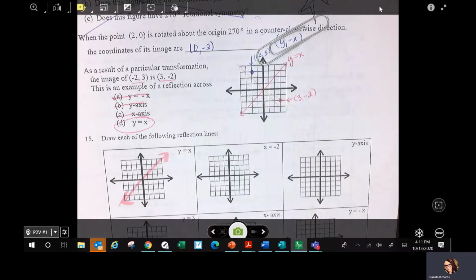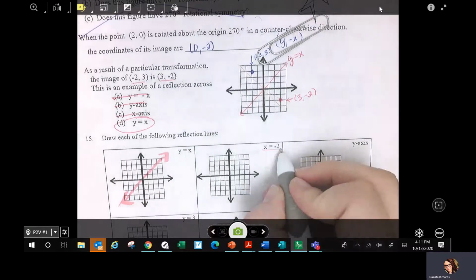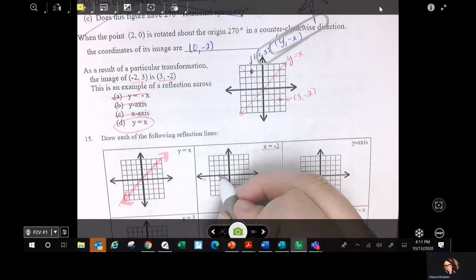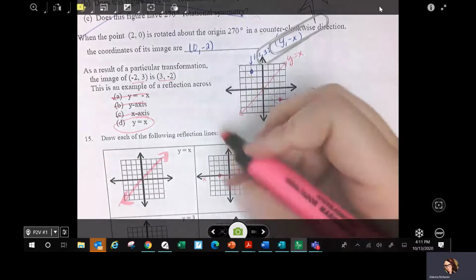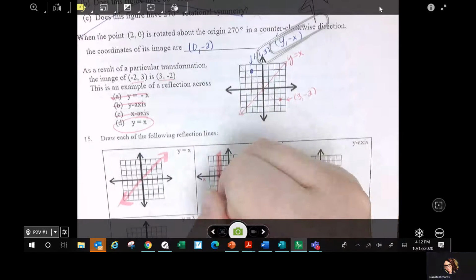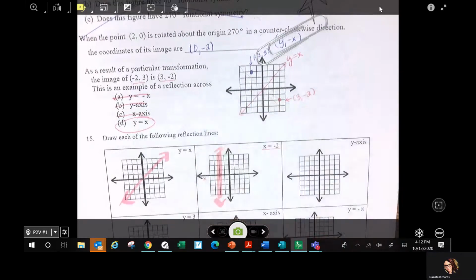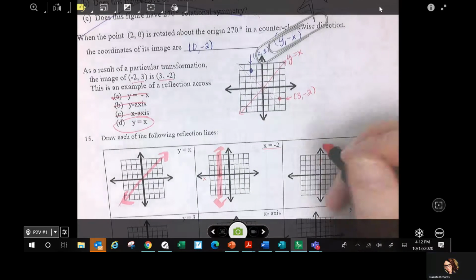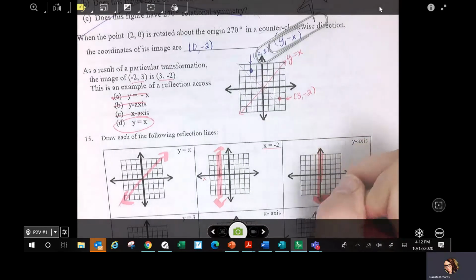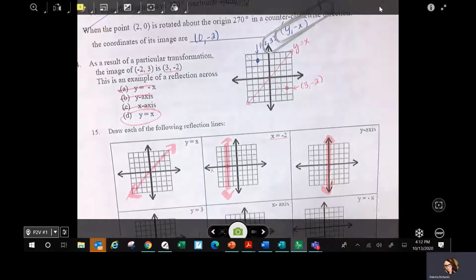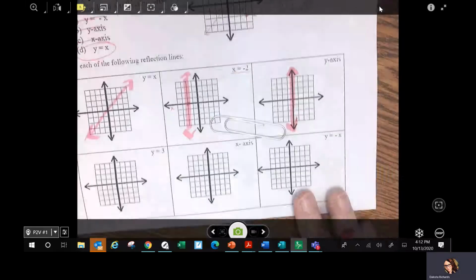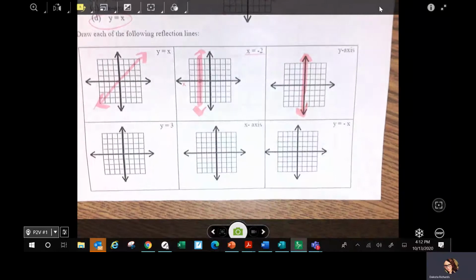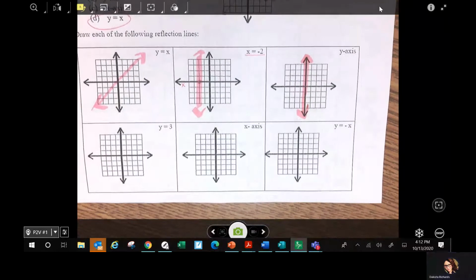x equals -2. So when you have this kind of situation, you're going to look at your x-axis, find -2. And this one, you're going to make a vertical line. Right? The y-axis, highlight that y-axis. That's what you're going to reflect over. Okay. What you need to do on your own, you need to do the other lines of reflection. Okay?